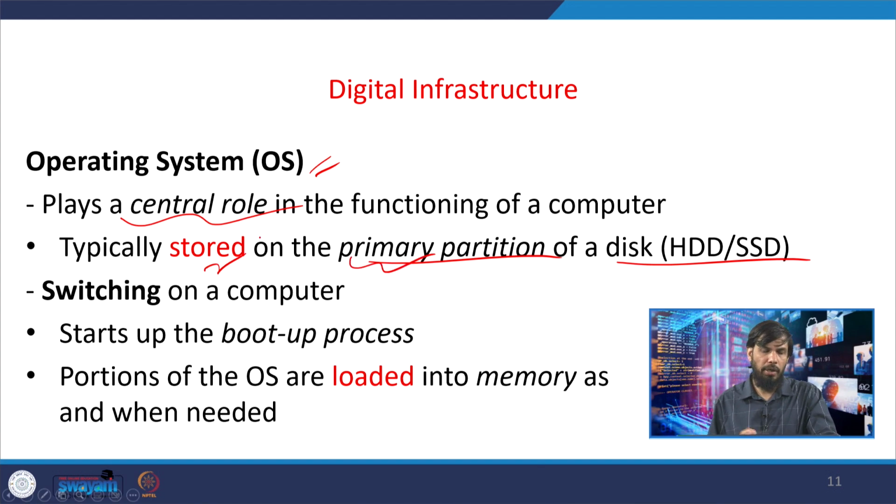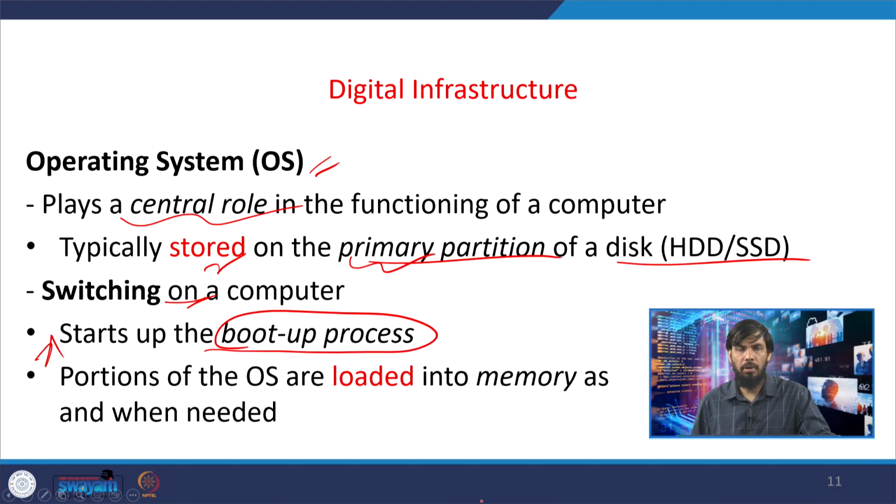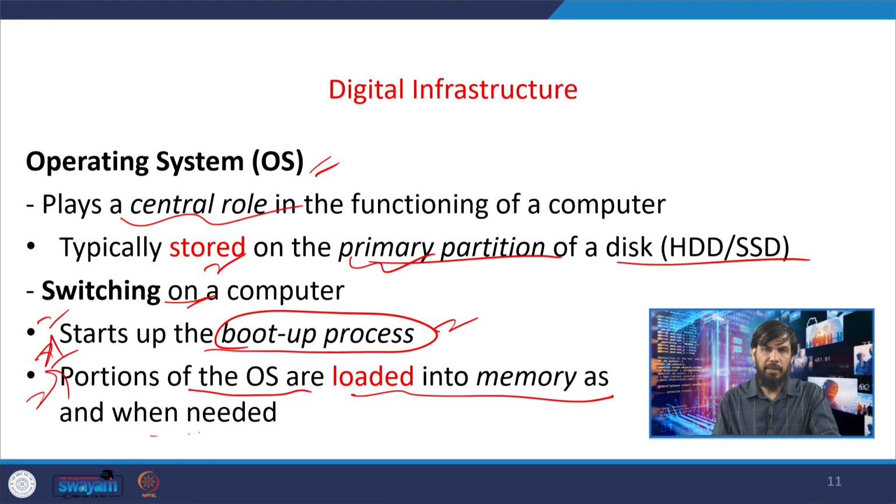So when you switch on a computer, what happens? You start up the boot up process. We already talked about the bootloader program being another example of system software. So you switch on a computer, you start up the boot up process, the bootloader program, another system software, and portions of the OS are loaded into memory as and when needed.